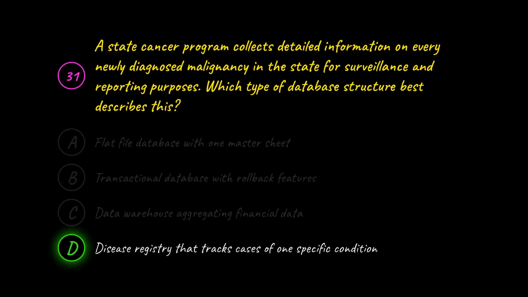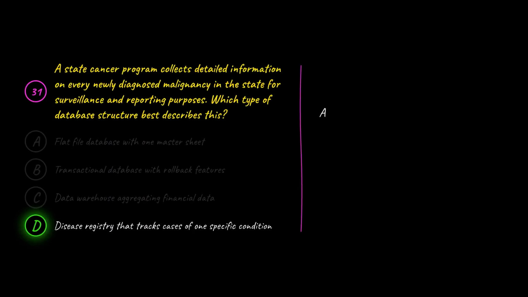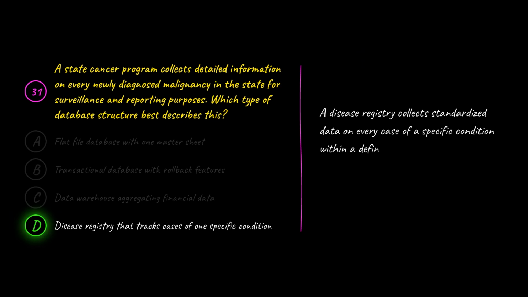The correct answer is D. Disease registry that tracks cases of one specific condition. D is correct because a disease registry collects standardized data on every case of a specific condition within a defined population, supporting surveillance, public health reporting, and research.